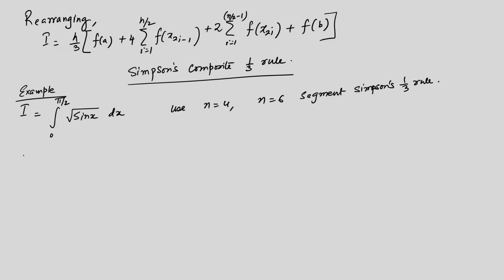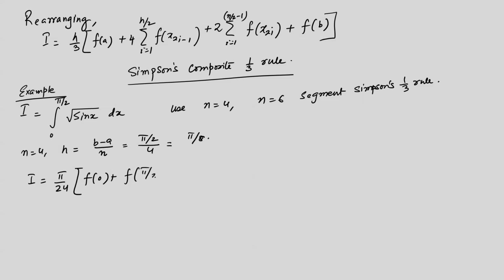So, your n is equal to 4. So, h is equal to (b minus a) by n. This is equal to pi by 2 divided by 4, which is pi over 8, and so on, and then one can calculate I equal to pi over 24 times f of 0 plus f of pi by 2 and so on. We are simply using this.